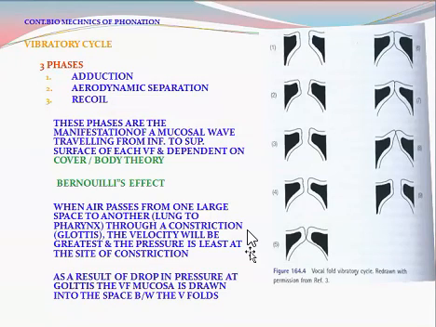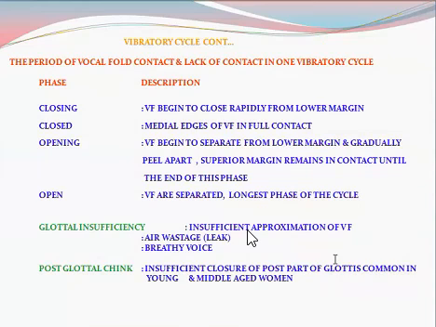It starts from the inferior only, but not in the superior, and slowly the closure will be at the end in the superior aspect. The periodic vocal fold contact and lack of contact in the vibratory cycle. During the closing phase, the vocal fold begins to close rapidly from the lower margin, that is what you are seeing in the picture. Closed medial edges of the vocal folds will come into full contact.